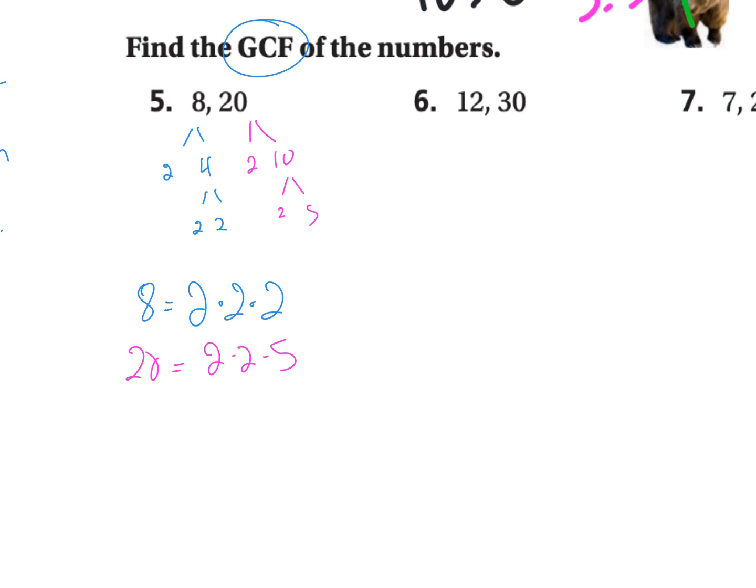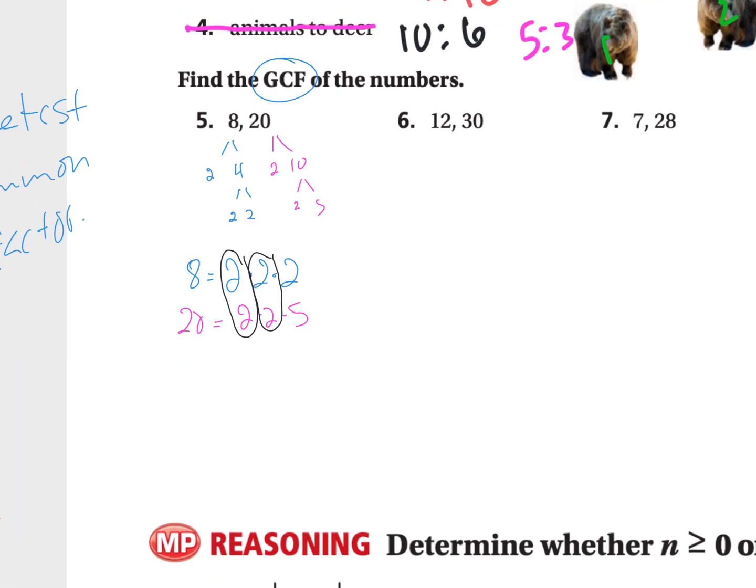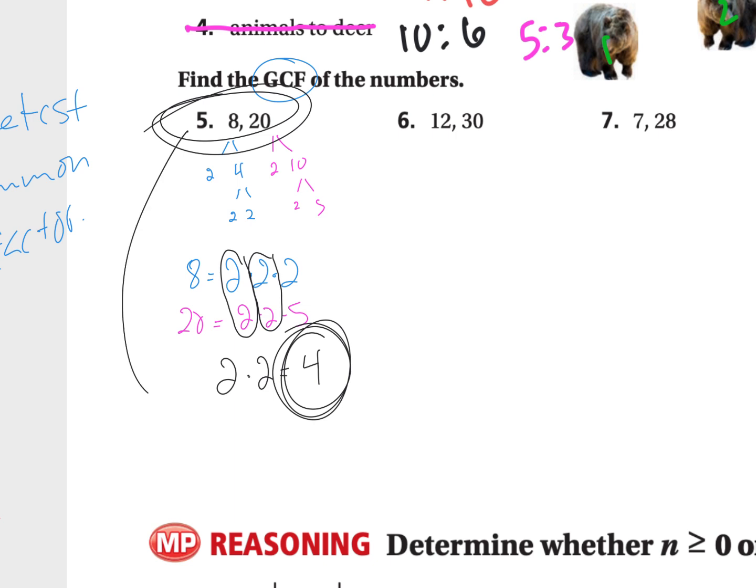And then here's all you do. You circle the factors that they have in common. They have 2 and 2 in common. 2 times 2 is 4. The answer is 4. Why is it 4? Because of 2 and 2. All right, check it out.